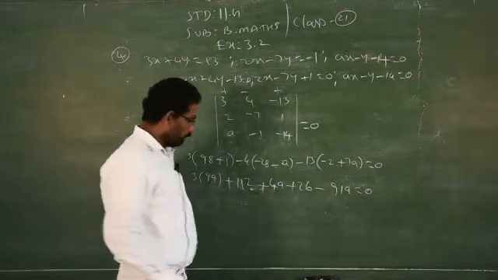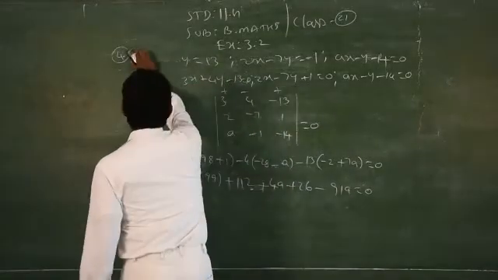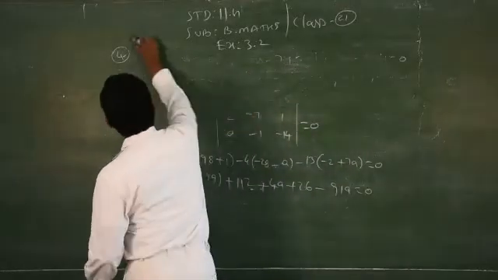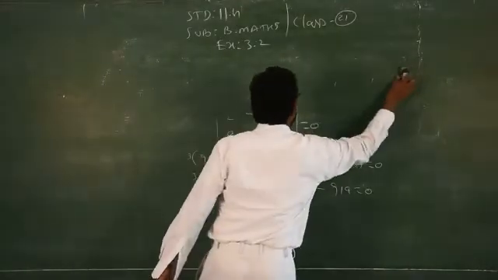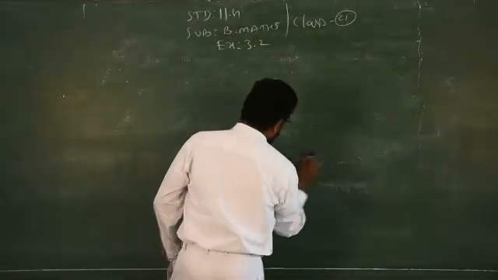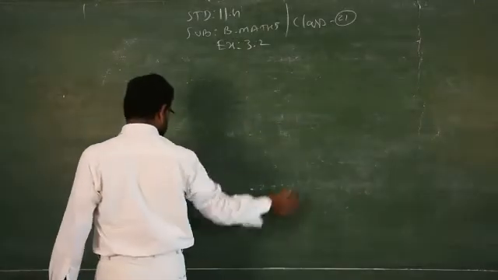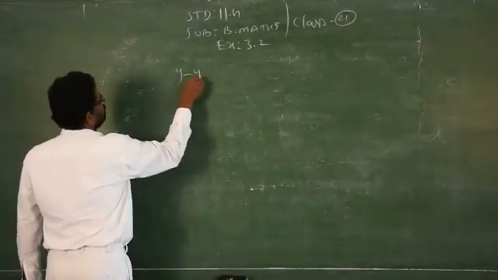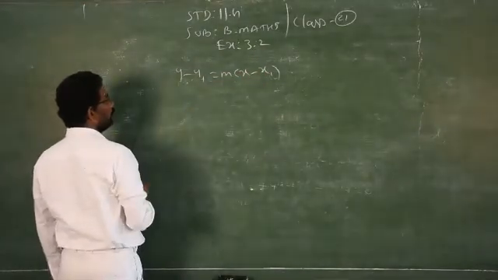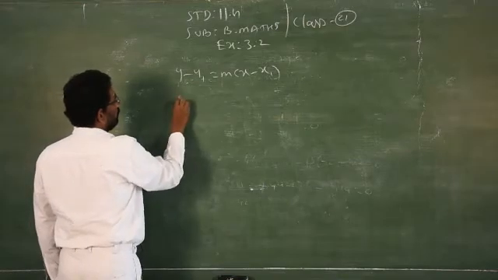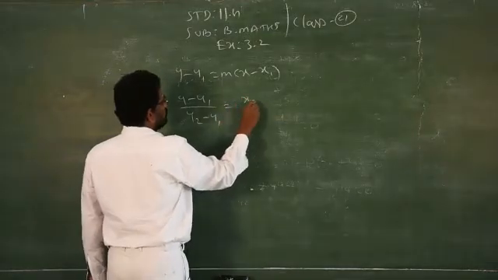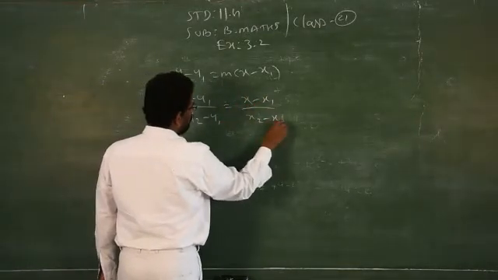Now question number 5. I told you already in the previous class that you must remember the formulas which you studied in the 10th standard. The intercept form: x by a plus y by b is equal to 1. Then the slope formula: y minus y1 is equal to m into x minus x1. Then the equation when 2 points are given: y minus y1 by y2 minus y1 equals x minus x1 by x2 minus x1.